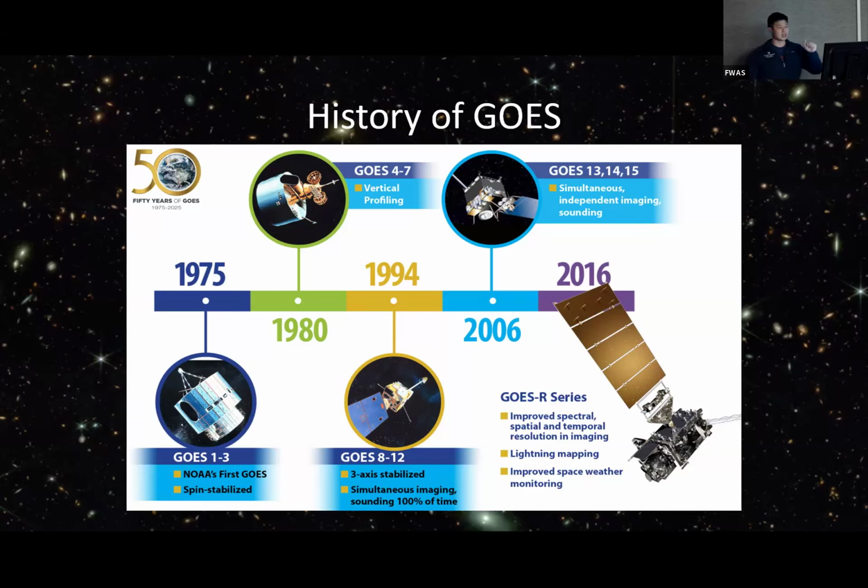And all these advancements then lead to GOES-R, which has all of those advancements, but now it has the Advanced Baseline Imager, which is the gold standard of Earth imaging. We'll get into more detail on that, but that's the quick history at a glance of GOES.